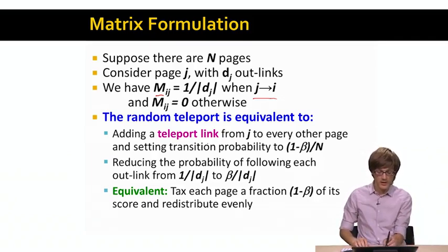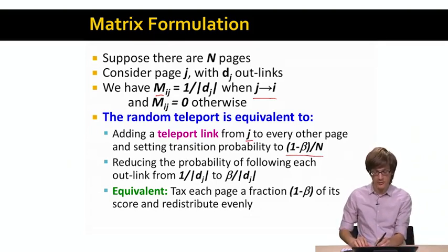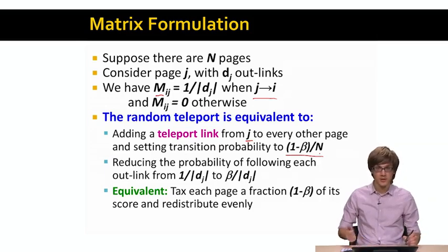So basically adding a teleport link from node j to every other page in the graph, and we want to set the teleportation probability of such a teleport link to be 1 minus beta, the probability of a teleport, times 1 over n. This is the number of web pages, so that's the probability of traversing one individual teleportation link.